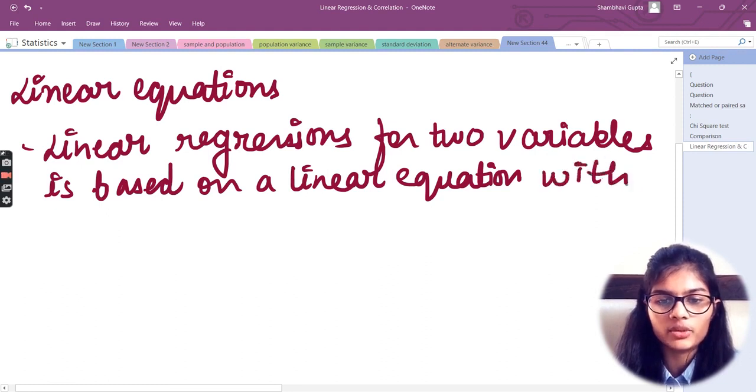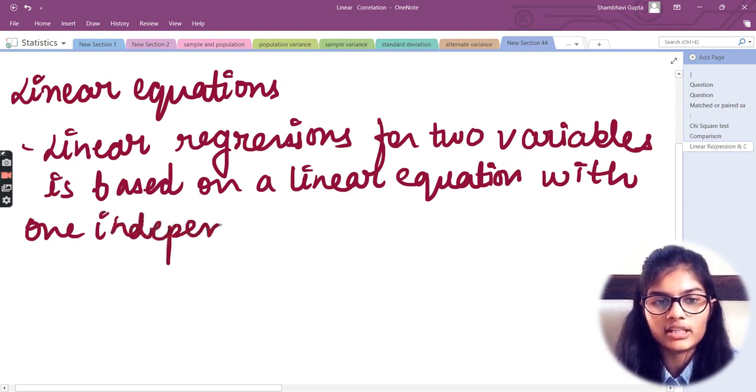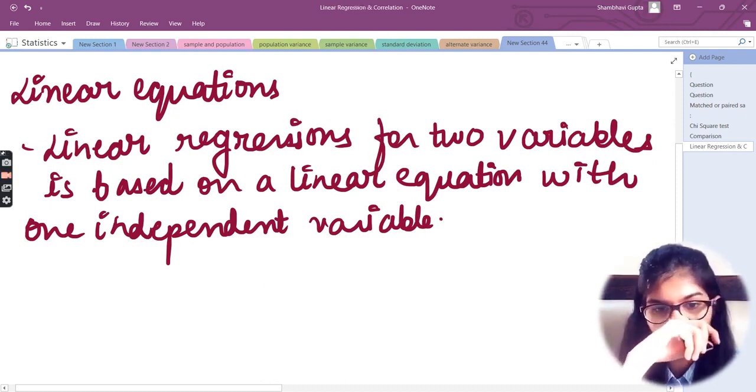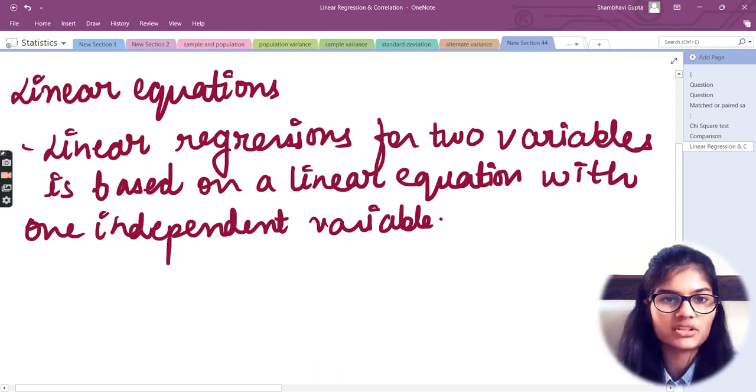It's based on a linear equation with one independent variable. Now, the form which we have here for linear equations is y is equal to a plus bx. Y is equal to a plus bx.